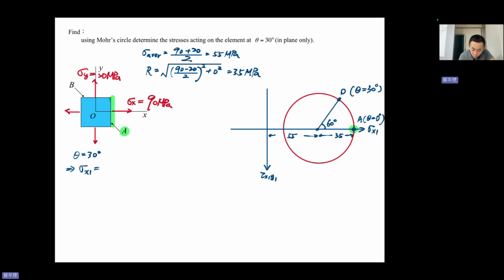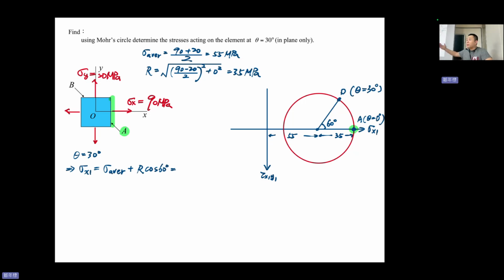And I will write down, so what is the height? 30 degrees. So which means that we can just use graphical geometry. Sigma average here, right? And adding one more piece here, the length of here. So it should be R times cosine 60, right?